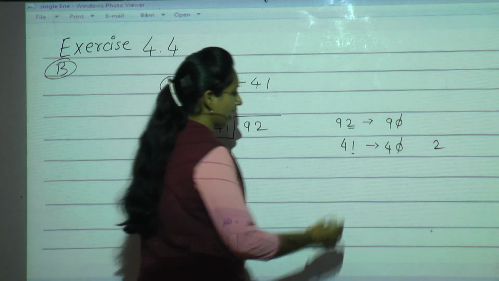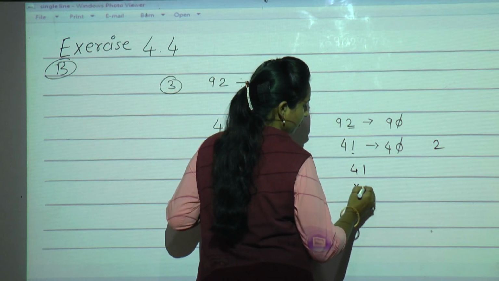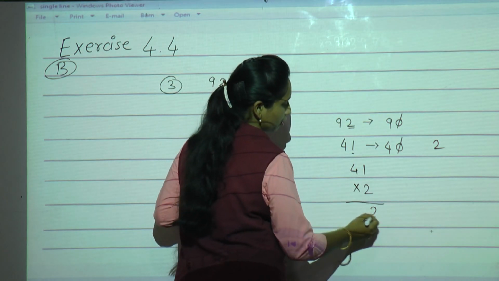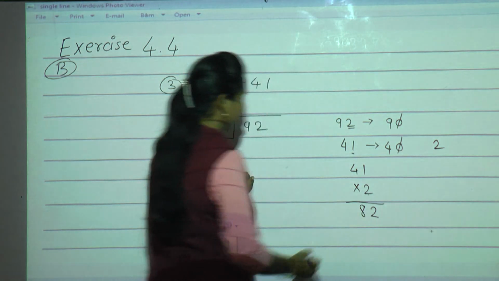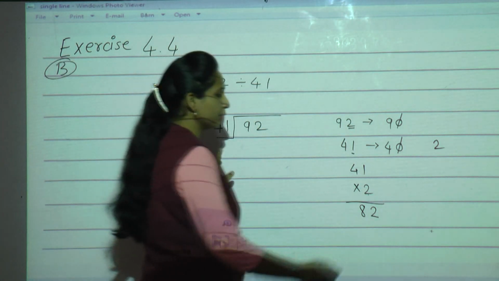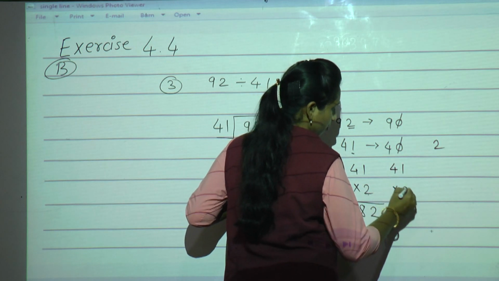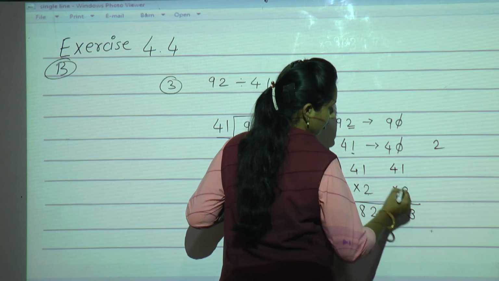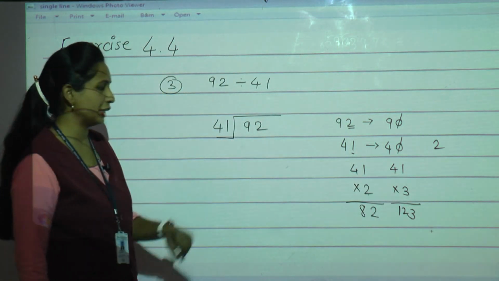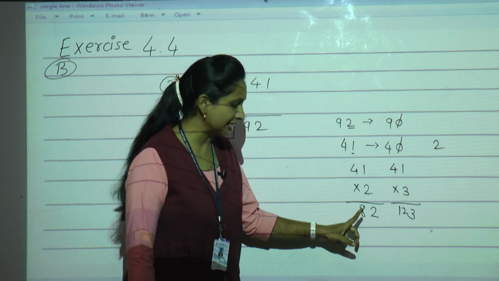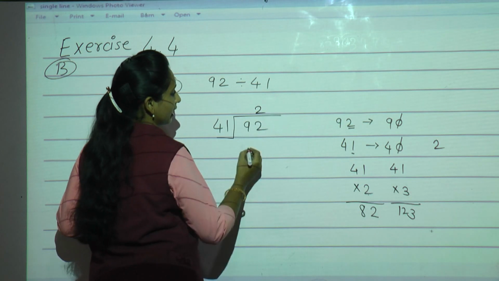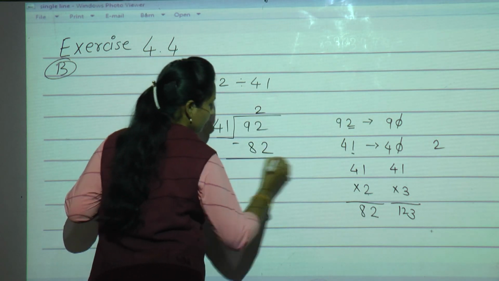So we will try with the actual number. 41 multiplied by 2. 2 ones are 2, 2 fours are 8. 82 and 92. But we will cross check with 3 also. 3 ones are 3, 3 fours are 12. See, it is 123. It is greater than 92. So which number will go from 92? 82 only. So 41, how many times? 2 times is 82. Now do the subtraction.